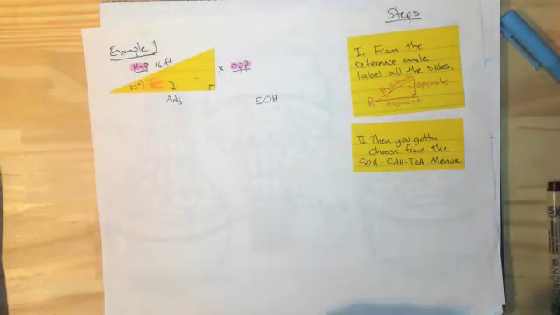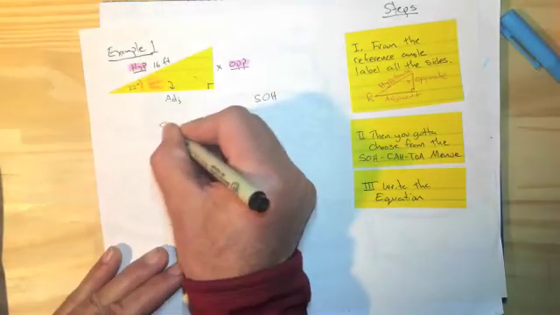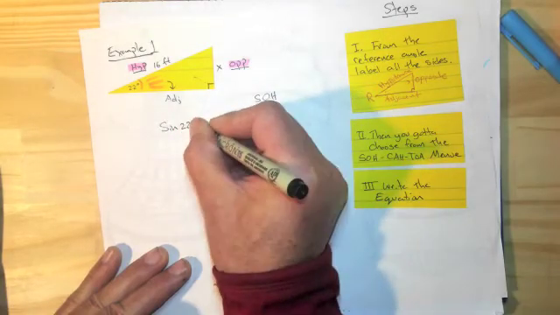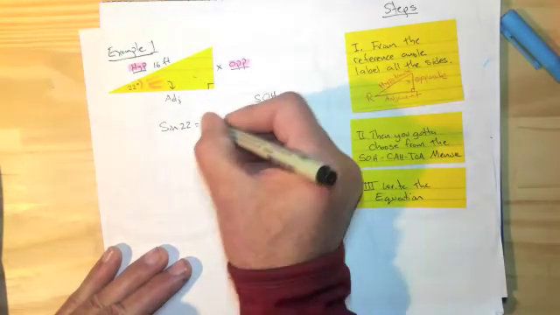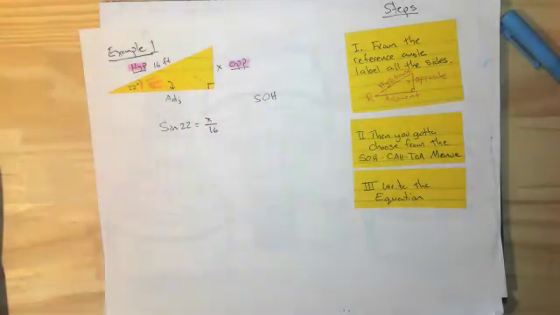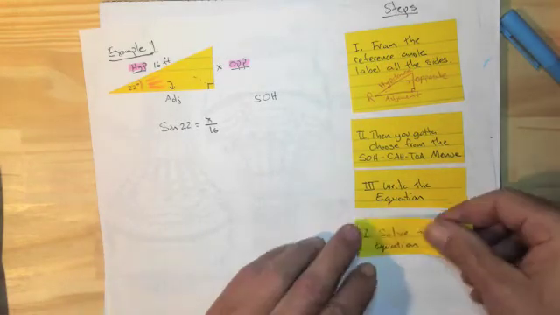So the next step is to write the equation. So I have the sine, that's S, and don't forget to put in your reference angle. The sine of 22 equals the opposite over hypotenuse, in that order. So the opposite is X, the hypotenuse is 16. Okay, now we have to do the last step, which is solve the equation.